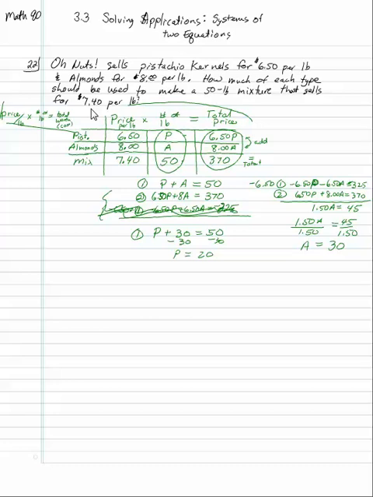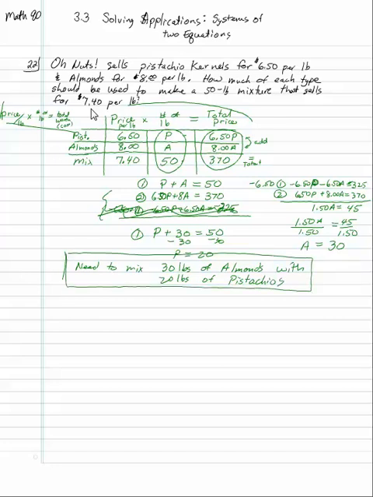20. So we need to mix 30 pounds of almonds with 20 pounds of pistachios to get a mixture that's worth $7.40 per pound. Okay?